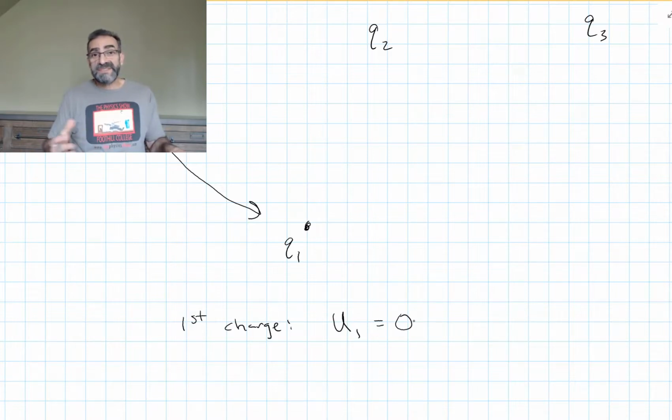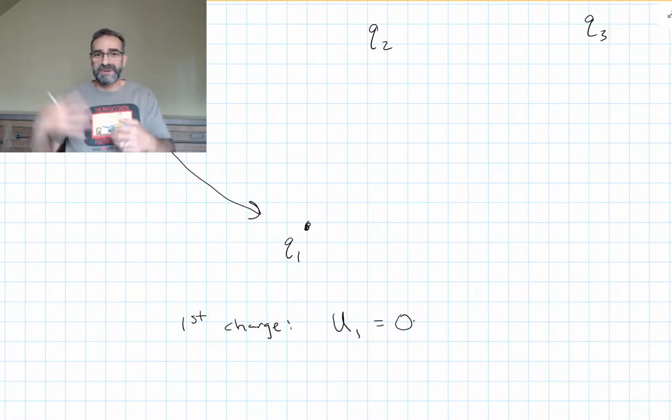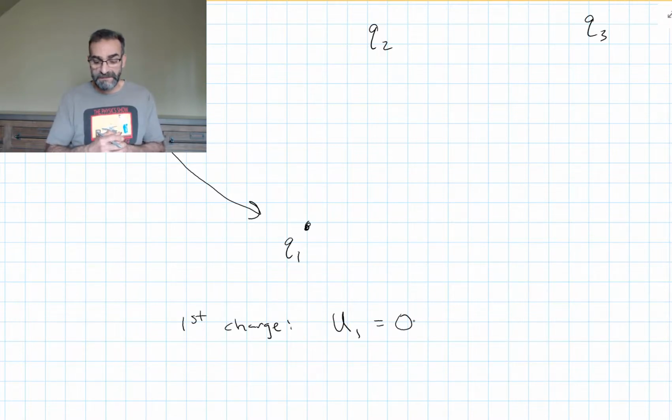That means I have no stored energy. There's no potential energy because I just have one charge. I need a system to have potential energy. I need at least 2 charges or a field and a charge. Here I just have one charge, so there's no stored energy. It didn't cost me anything to bring that charge in, and I'm not going to get anything if I just let go of it or move it out.